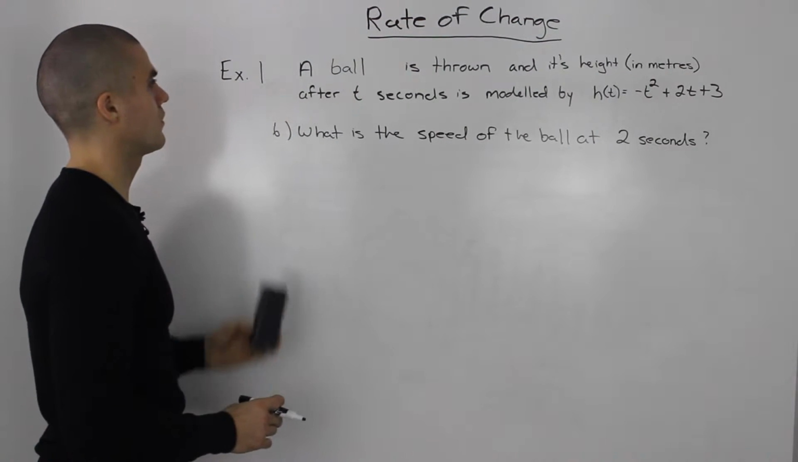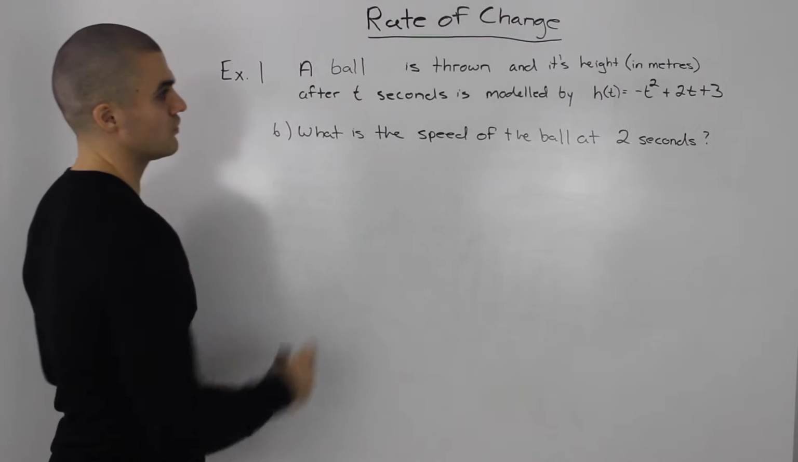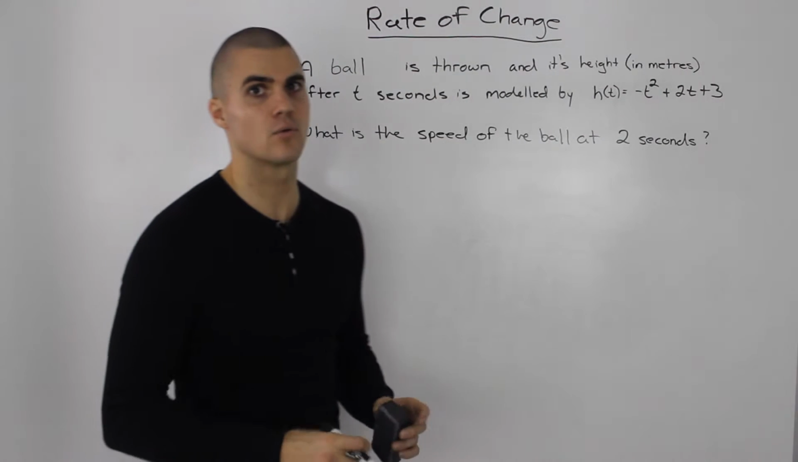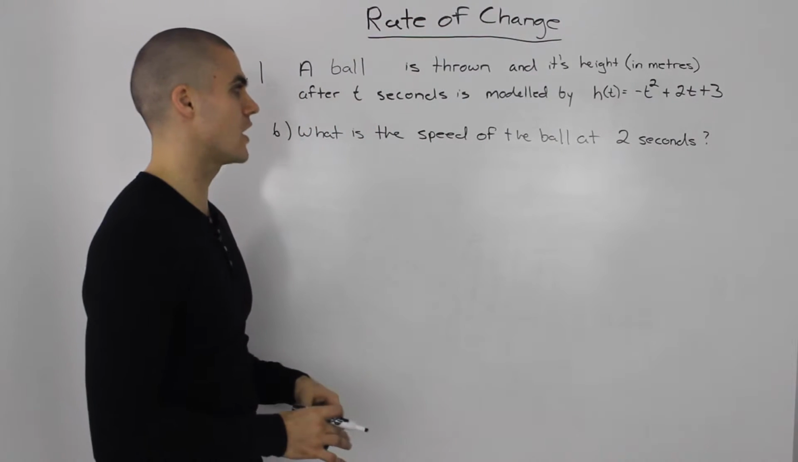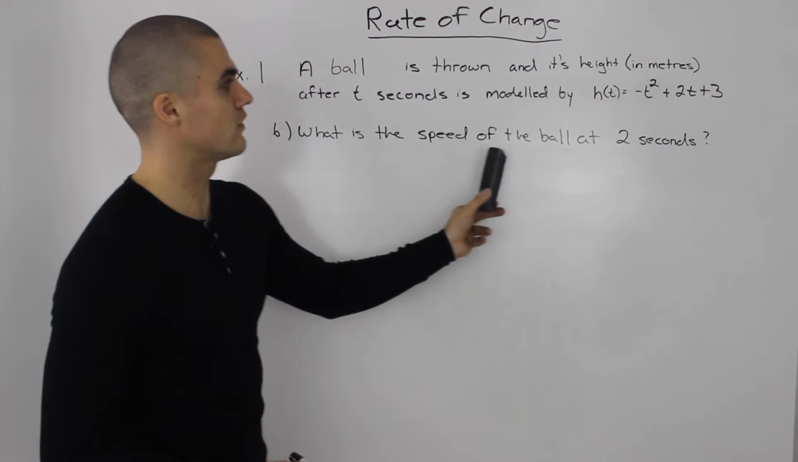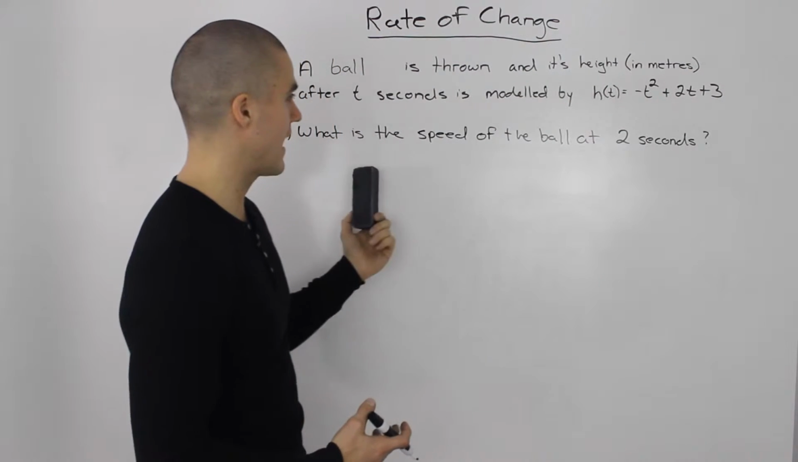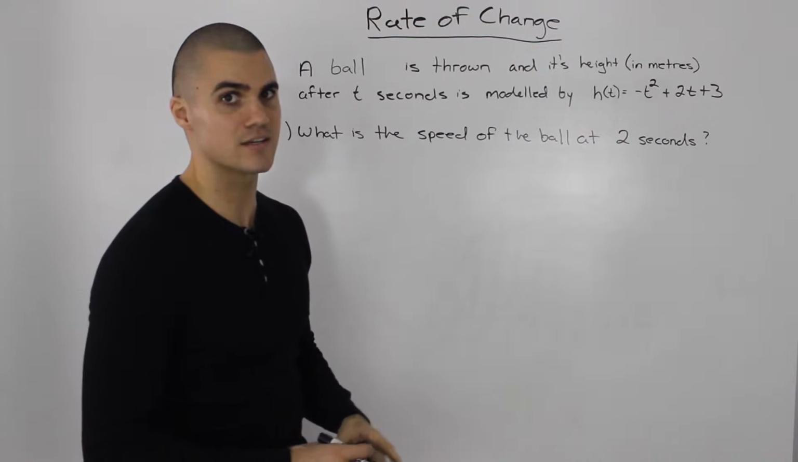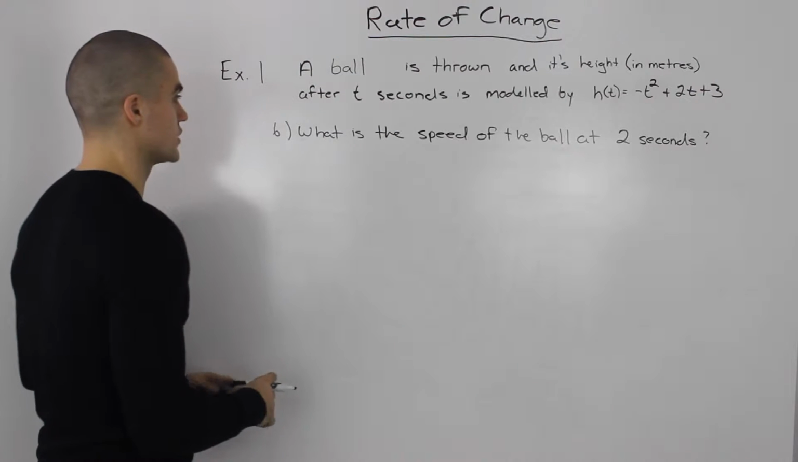Okay, part B for example 1 of our rate of change question. What is the speed of the ball at 2 seconds? So speed is the same thing as velocity, and they're asking for it at 1 point in time. So we know that they're asking for the instantaneous speed or the instantaneous velocity, the instantaneous rate of change.